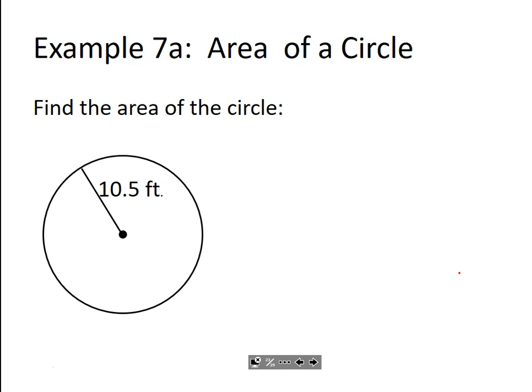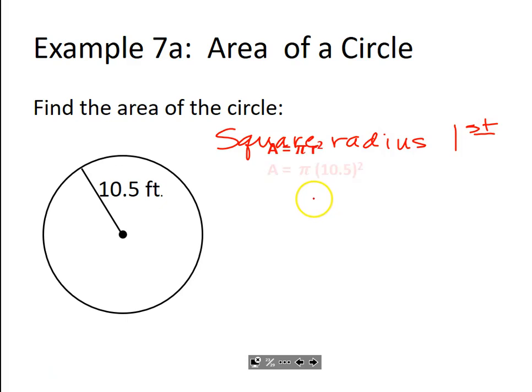Now, what I want you guys to write on your paper right now is that we always want to square the radius first. Now, the reason I say that is because we're always going to get 2 answers for these problems. One of the answers will have pi in it. The other one will be after we've multiplied by pi. So when we populate this formula, area equals pi r squared, we're going to say that 10.5 squared, we're going to do that part first, and then we're going to add pi to it. So our answer for 10.5 squared is 110.25 pi. That's one of our answers.